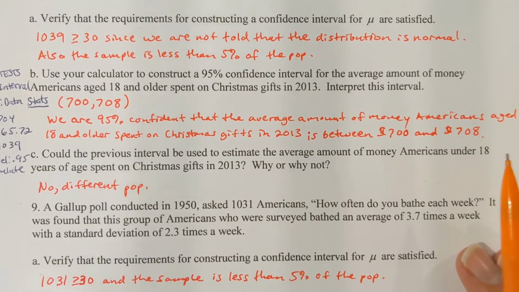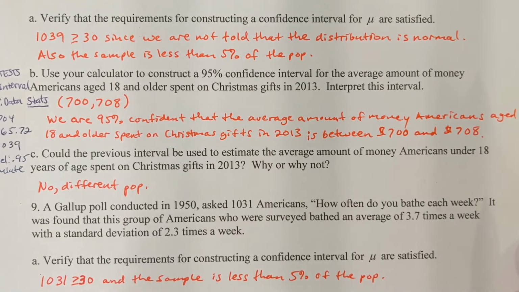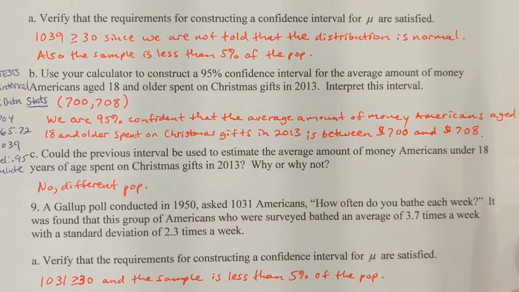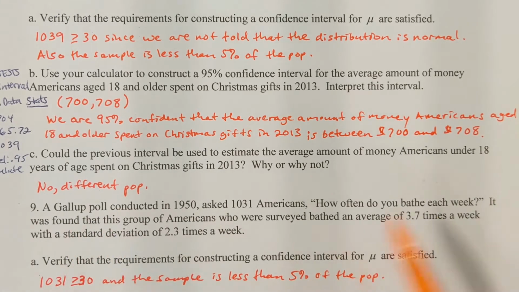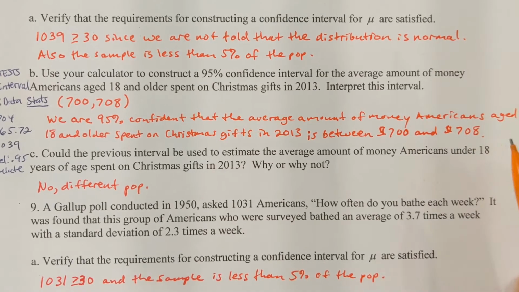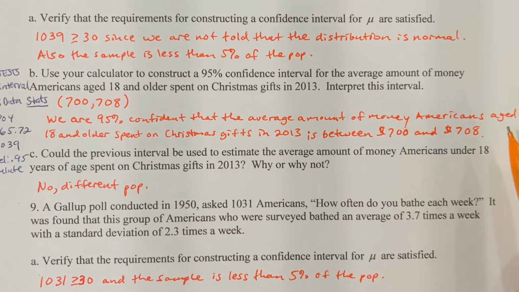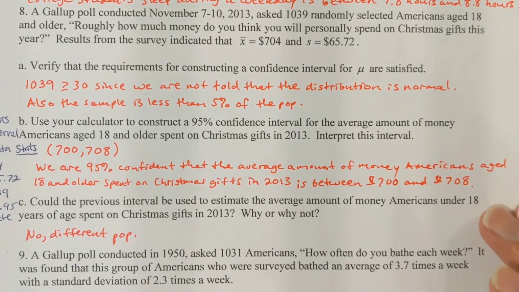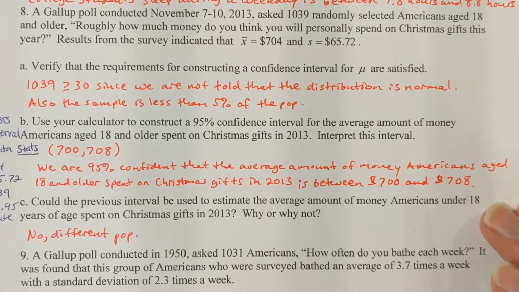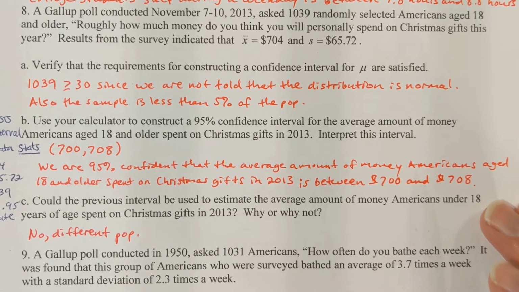Part C, could the previous interval be used to estimate the average amount of money Americans under 18 years of age spent on Christmas gifts in 2013? No, obviously it couldn't, because it's a different population, right? So we have no information for how much money Americans under 18 would spend. I mean, my guess is going to be obviously quite a bit less than $704 if you're going to be looking at children and young adults.